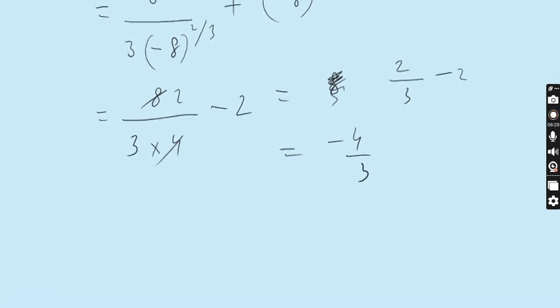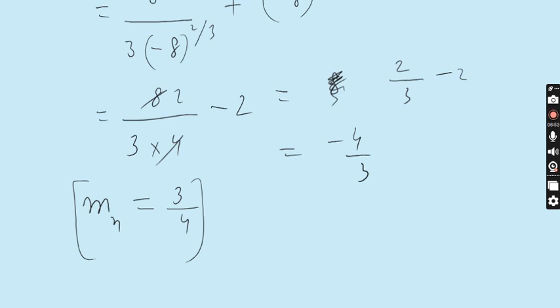Now find the gradient of the normal. If the gradient of the tangent is negative 4 upon 3, then the gradient of the normal is the negative reciprocal of the gradient of the tangent, that is 3 upon 4. So this is our required gradient of the normal.